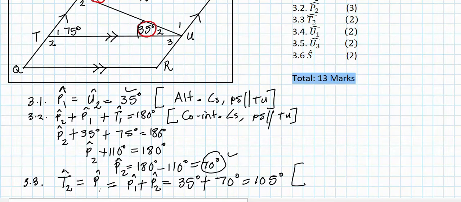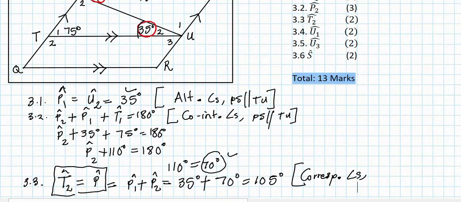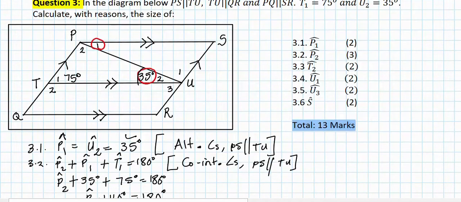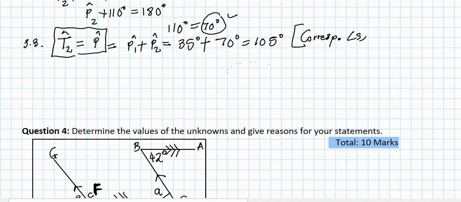Now, back to the reasoning. Why was angle T2 equal to the whole of angle P? Because it formed an F formation. And F formation means what? It means we are working with corresponding angles. And those corresponding angles, they used which parallel lines? Well, they used PS and TU right there. So I'm going to say PS is parallel to TU.